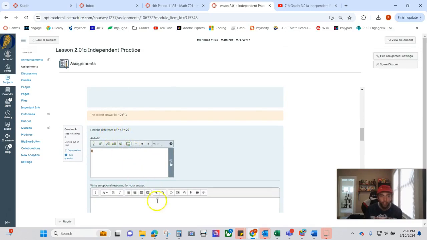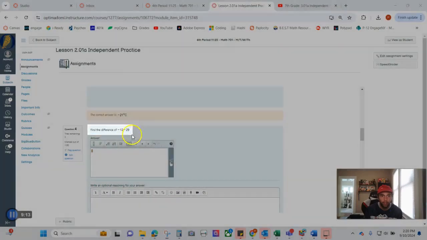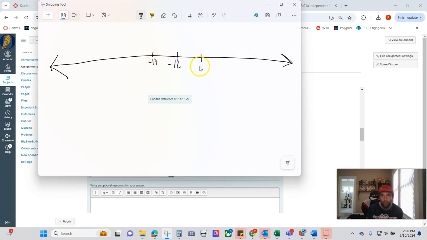Find the difference. Negative 12 minus 29. So we start at negative 12 and we lose 29 more. So here's a number line. So here's negative 12. Here's negative 13. Here's negative 11. And then zero is over here. Negative 20 over there. So we start here at negative 12, and then we lose 29 more.